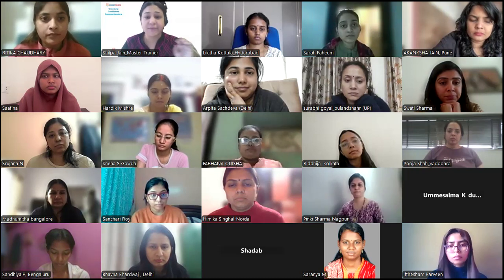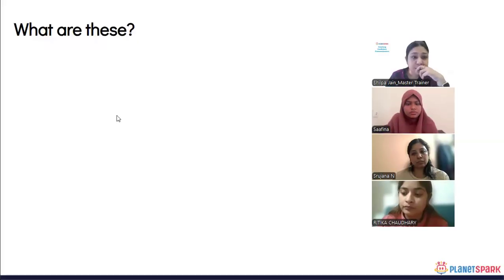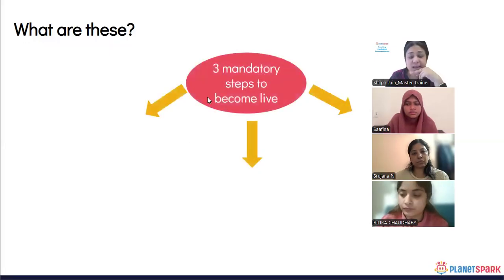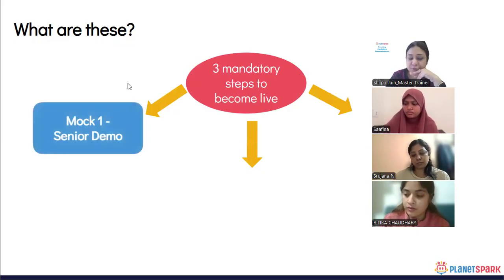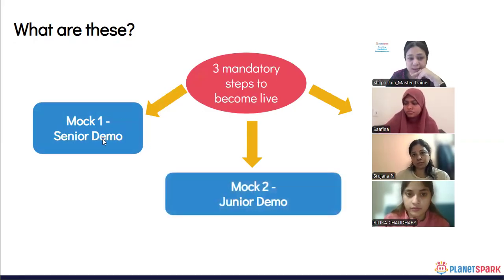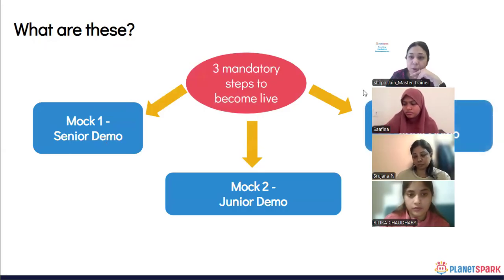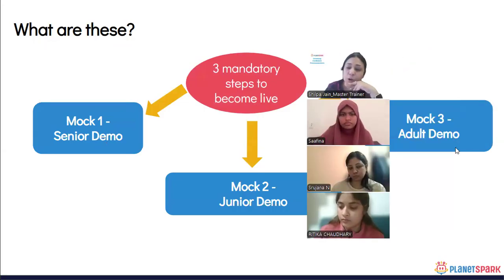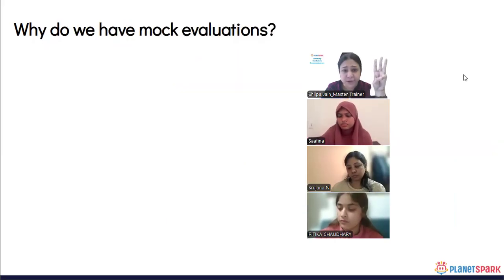Mock evaluations. So here, what are these? These are the 3 mandatory steps to become live. I repeat, mandatory steps. You have to give 3 mocks. Mock 1, senior category. Mock 2, junior category. Mock 3, adult category or the grown-up category. So these 3 mocks are mandatory.